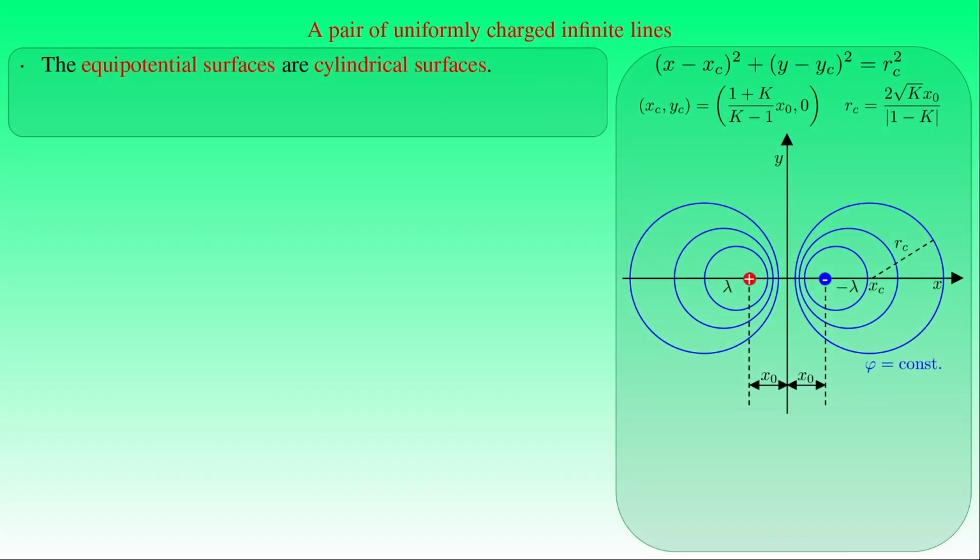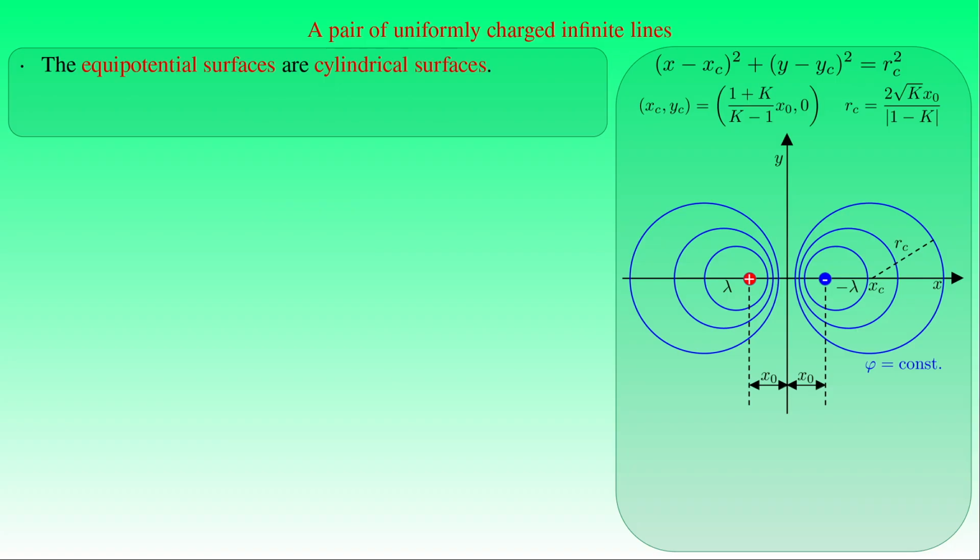Then we have found that the equipotential surfaces for the electric field due to two uniformly charged infinite lines are infinite cylindrical surfaces around both of the line charges. The axis of each cylindrical surface lies in the plane y equals 0 and its distance from the origin is given by x_c. For a fixed distance x0, the constant k determines both the radius r_c of each equipotential surface and its position x_c.